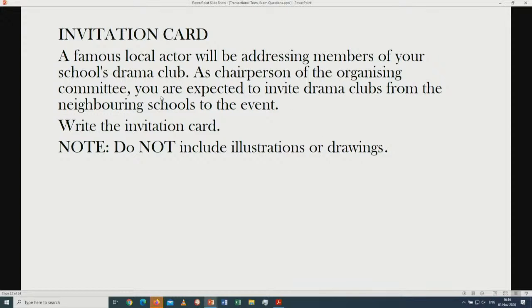Now, you do have an advantage here because you've got a famous local actor who will be addressing members of your school's drama club. Okay, so you can expand it a little bit by talking about the famous local actor and why you should come to meet him or her or whatever. It's, I know, clever. It's gender neutral. So it doesn't matter whether it's male or female. It will be appropriate, but remember that no illustrations, no drawings.